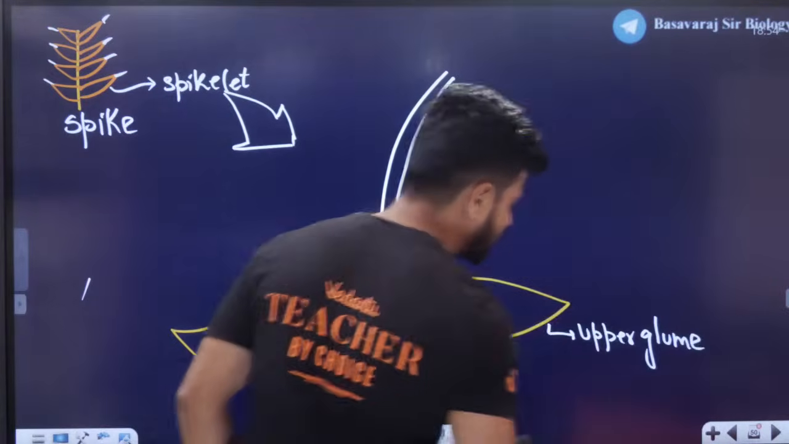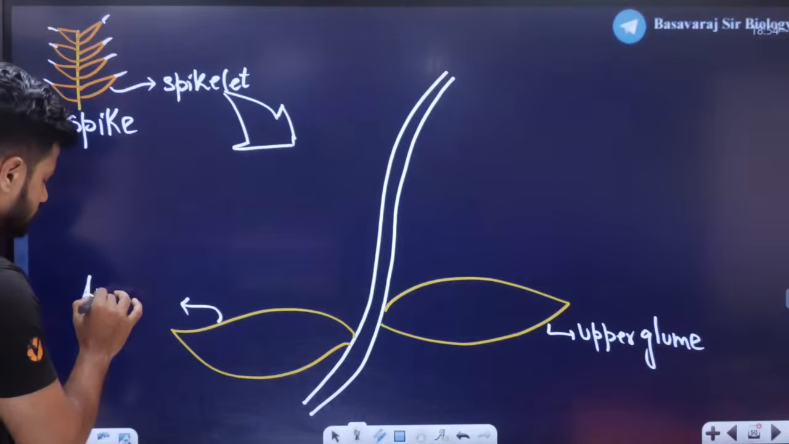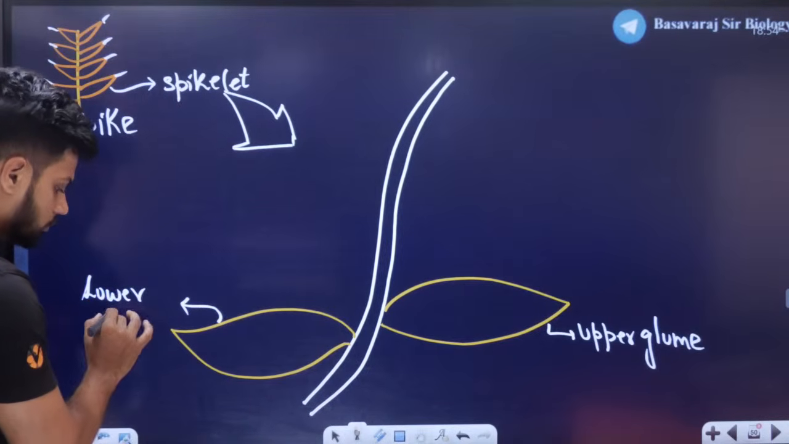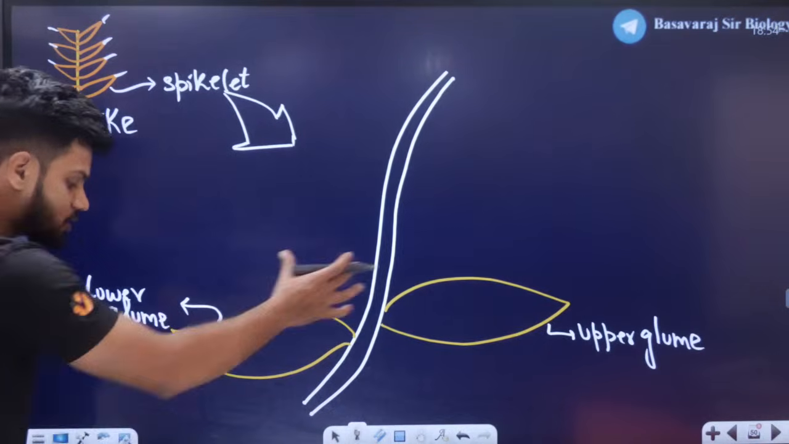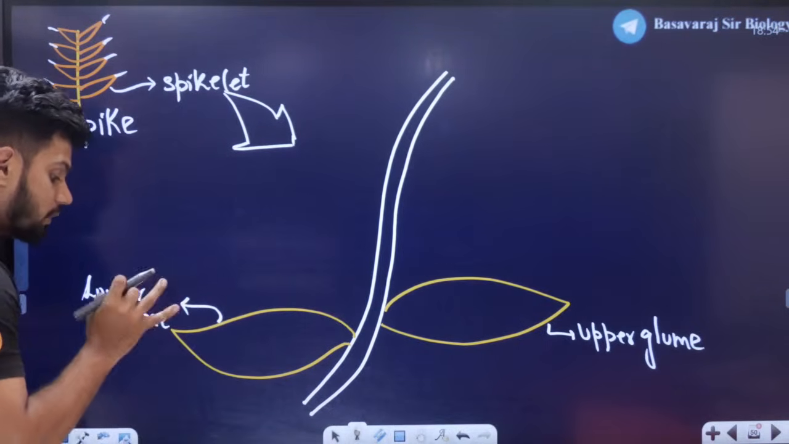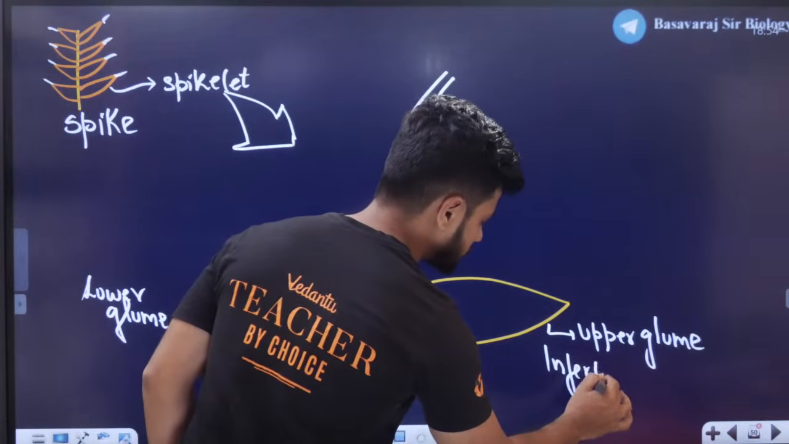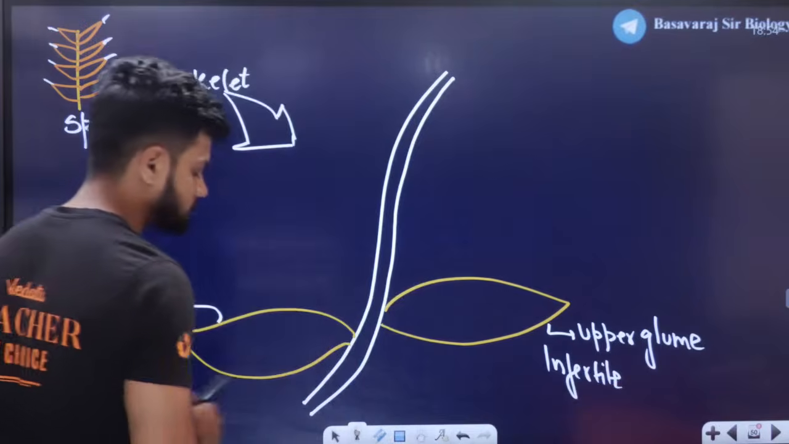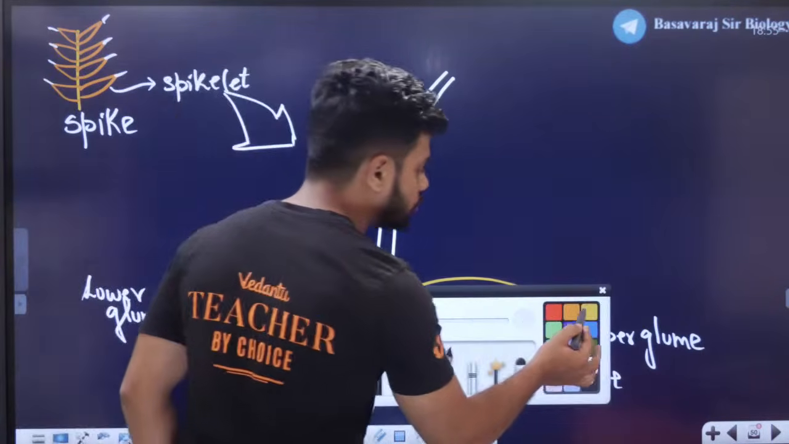Detailed, students, detailed. Upper glume, and this is called what? Lower glume. These 2 are infertile. Let me tell you, they're infertile. Okay. Now on the top again we have 2 bracts.